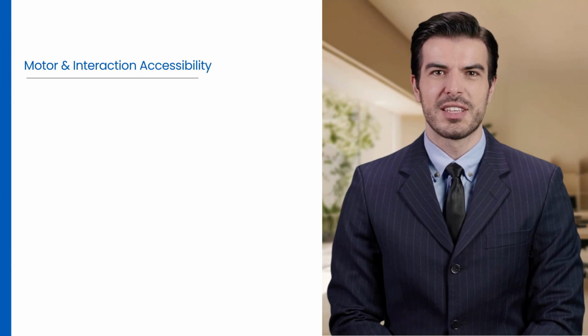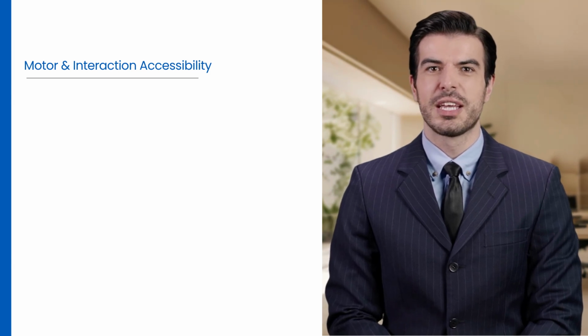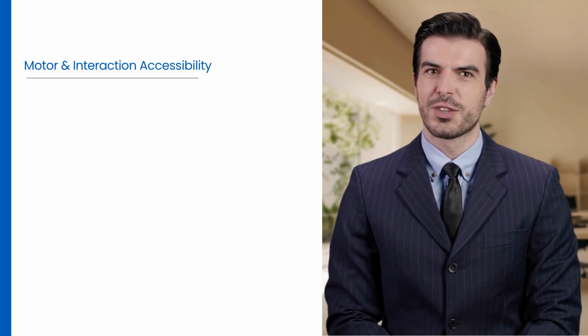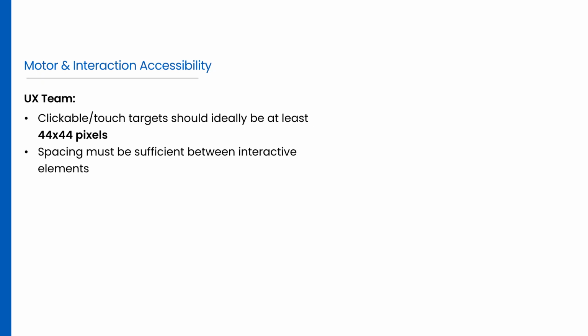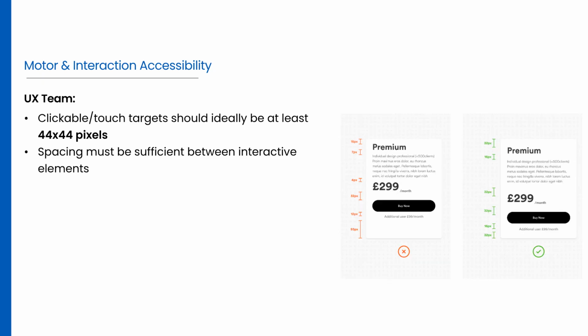Motor and interaction accessibility must ensure that users can easily interact with the system regardless of physical ability. The UX team must design clickable and touch targets that are at least 44 by 44 pixels to ensure easy interaction. Adequate spacing must be maintained between interactive elements to prevent accidental clicks. For example, buttons should not be placed too close to each other.